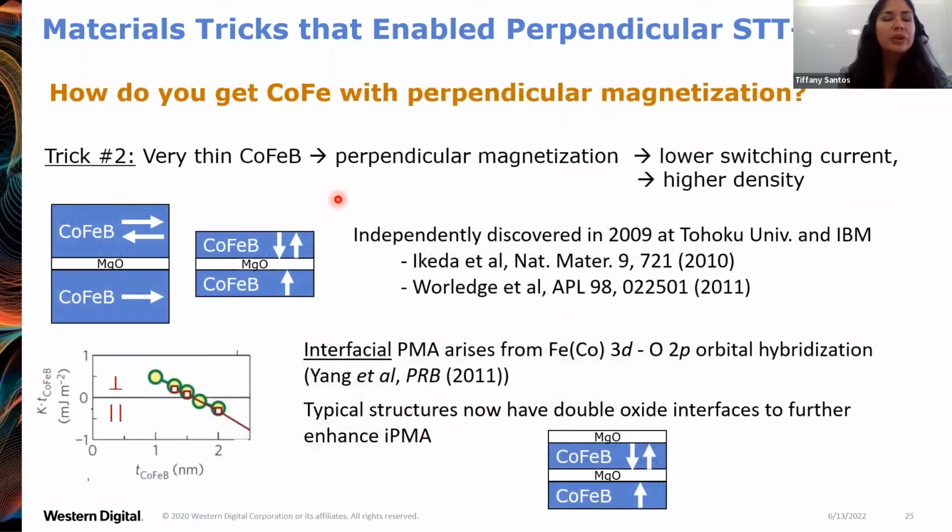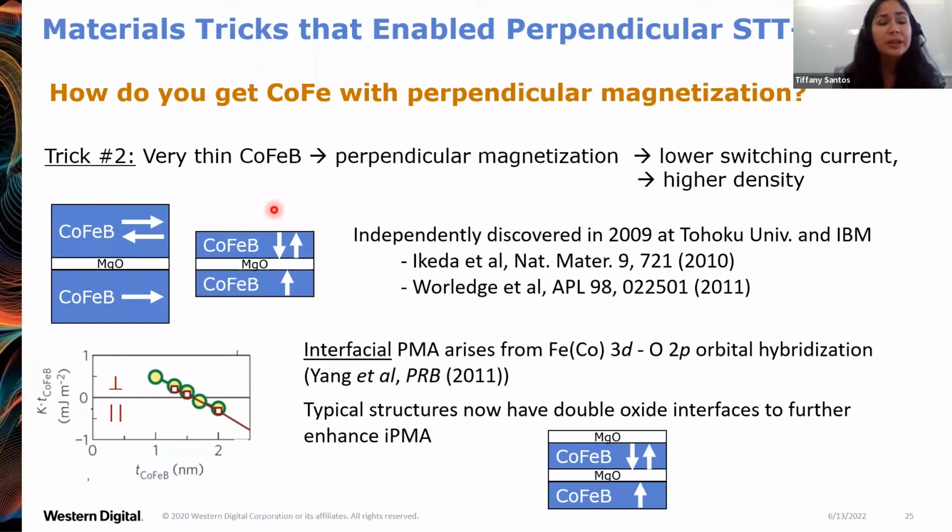The other trick I want to describe addresses the question, how do you get cobalt iron with perpendicular magnetization? Because cobalt iron, really in the bulk form, really wants to be in plane. And indeed, it's in plane magnetization for tunnel junctions used for reed heads. But in MRAM, we are using a very similar material set, but we want the cobalt iron boron to be perpendicular, because this will lead to a lower switching current and a higher density of MRAM.